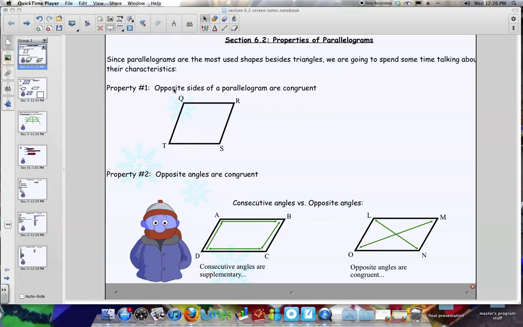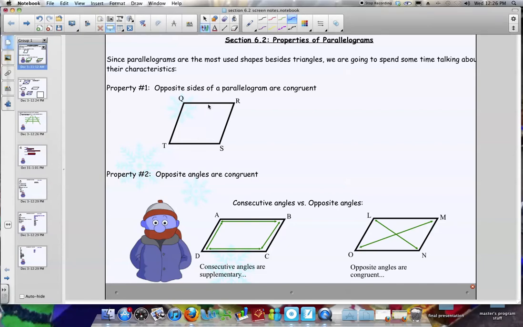Property 1. The opposite sides of a parallelogram are congruent. We know by the definition that the opposite sides are parallel, but this property allows us to also say that the opposite sides have to be congruent. So in a parallelogram, a rhombus, a square, and a rectangle, the sides that sit across from each other are congruent to each other.